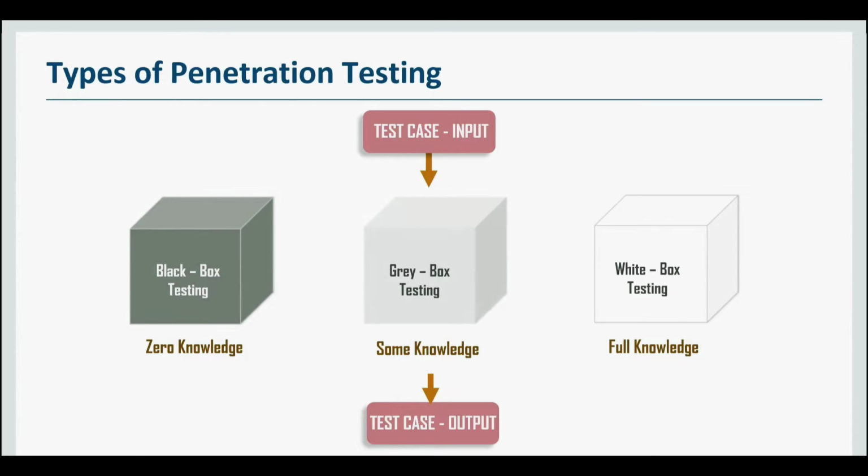Finally, when the tester has partial information about the target, it's referred to as gray box penetration testing. In this case, the attacker has some knowledge of the target like URLs or IP address, etc., but he does not have complete knowledge or access. So, well, this is with respect to the type of knowledge that a penetration tester possesses before he performs a test.